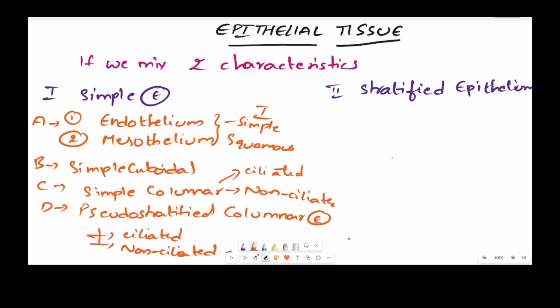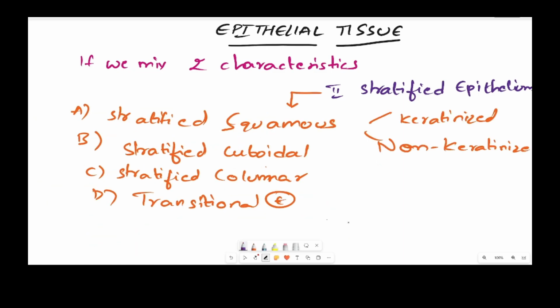Now let us see the epithelia present in the second type, which is the stratified epithelium. In the stratified epithelium, we have the stratified squamous epithelium, which is divided into keratinized and non-keratinized. Keratinized has keratin in it. Non-keratinized has no keratin in it. The second one is stratified cuboidal epithelium, the third one is stratified columnar epithelium, and the fourth one is transitional epithelium, which is also called the urothelium because it lines most of the urinary tract.